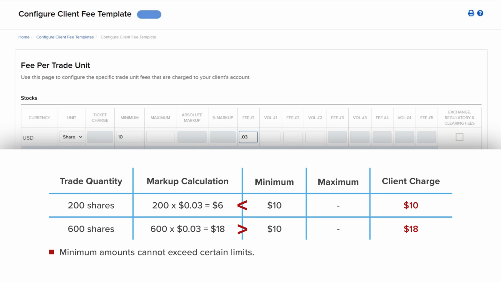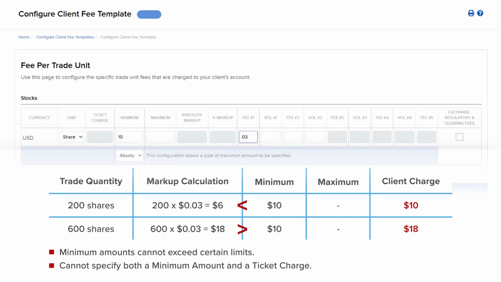Note there are limits that the entered minimum amount cannot exceed. For information on these limits, please see the IBKR website. Additionally, it is not possible to specify both a minimum amount and a ticket charge for a single asset class or currency. Brokers can enter one or the other.